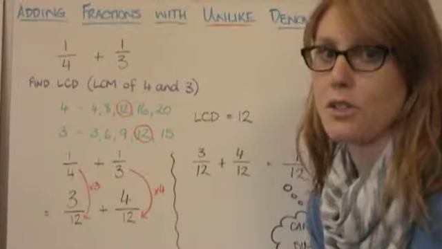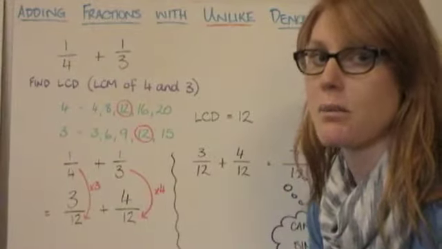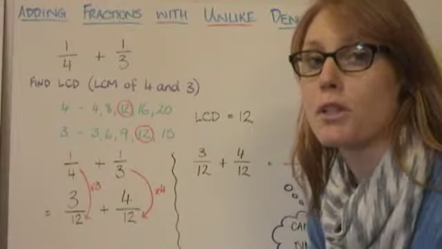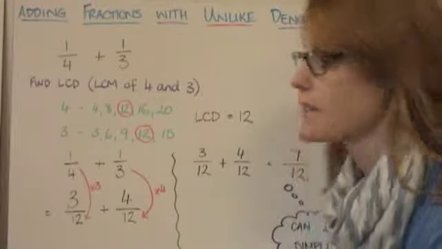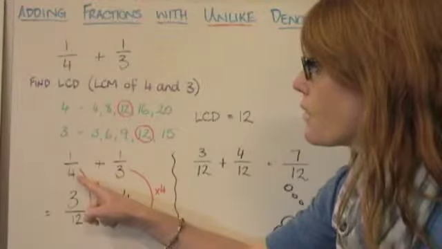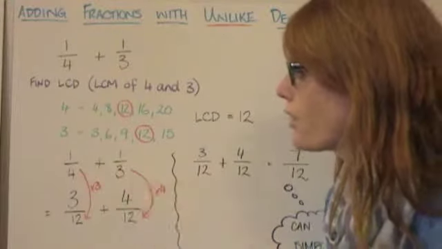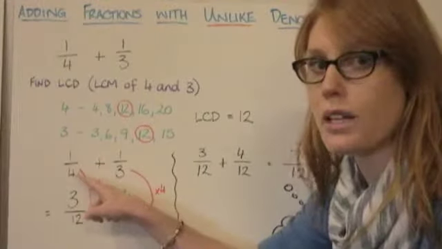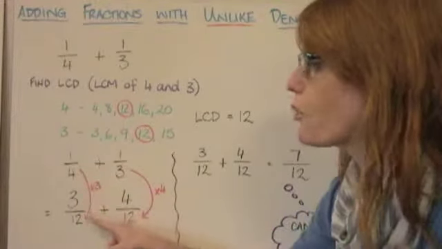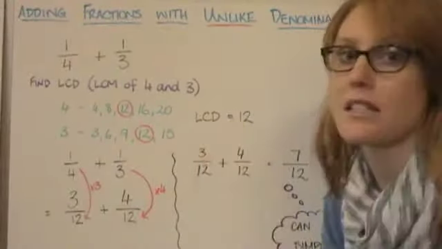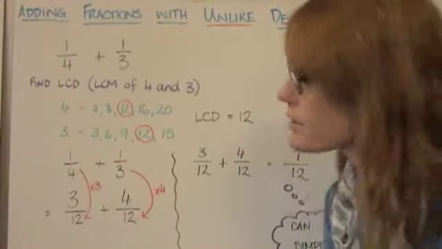So what I need to do now that I've found my least common denominator is find equivalent fractions for the fractions in the problem using the least common denominator. So the fractions in the problem are 1/4 plus 1/3. And what I want to do is find an equivalent fraction for 1/4 that has a denominator of 12, because that is the least common denominator that we have found.